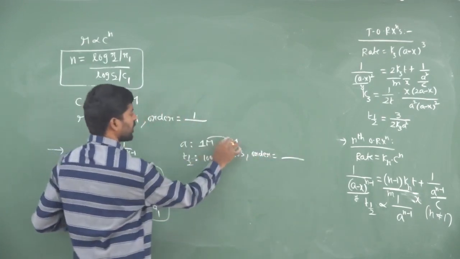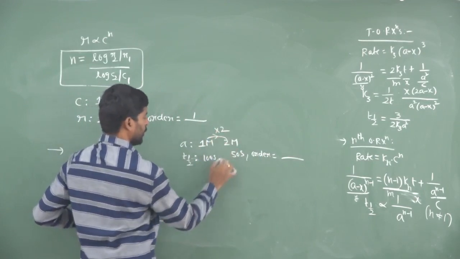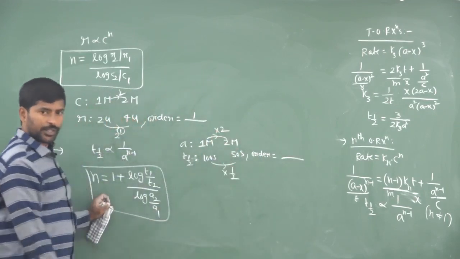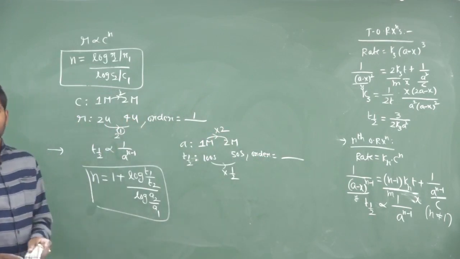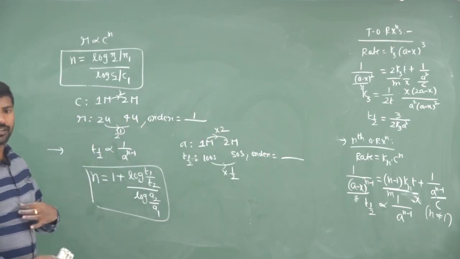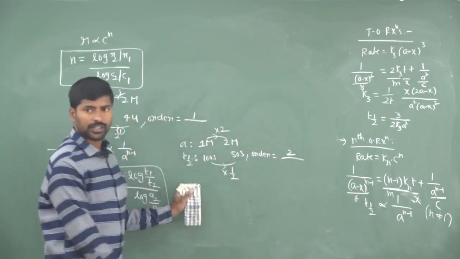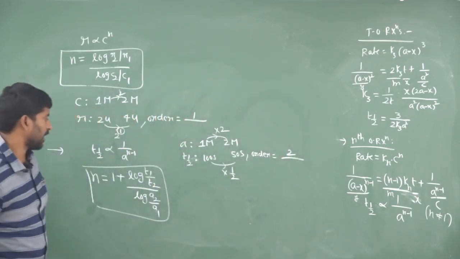Here we are increasing the initial concentration by 2 times, and half-life is decreasing by 2 times. T half is inversely proportional to A. That means what is the order of the reaction? Second order. T half is inversely proportional to A, so that is a second order reaction.